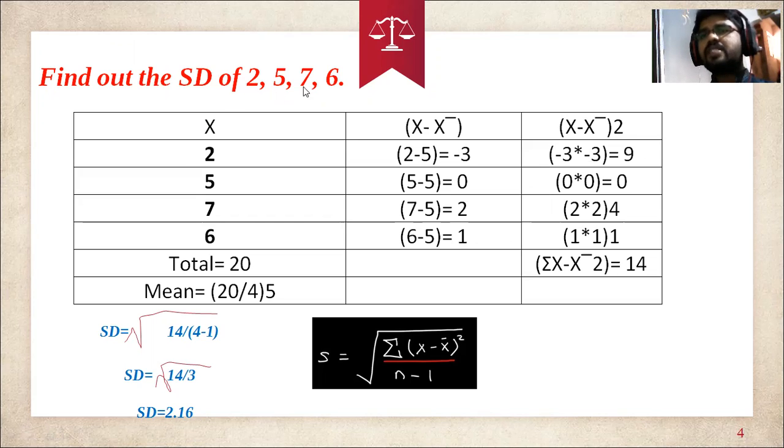So first we need to understand this question. The standard deviation of 2, 5, 7, 6: is this a small sample, a population, or a large sample? There are only 4 observations. Is it a small sample or a big sample?